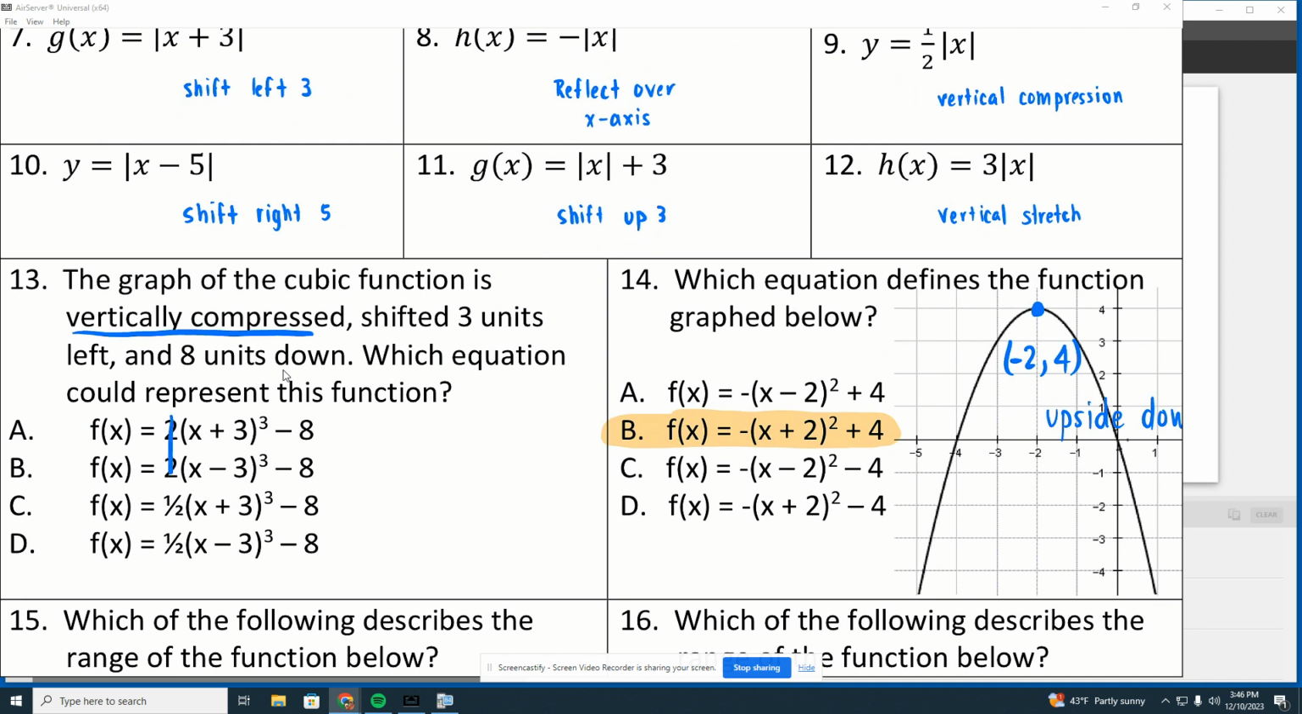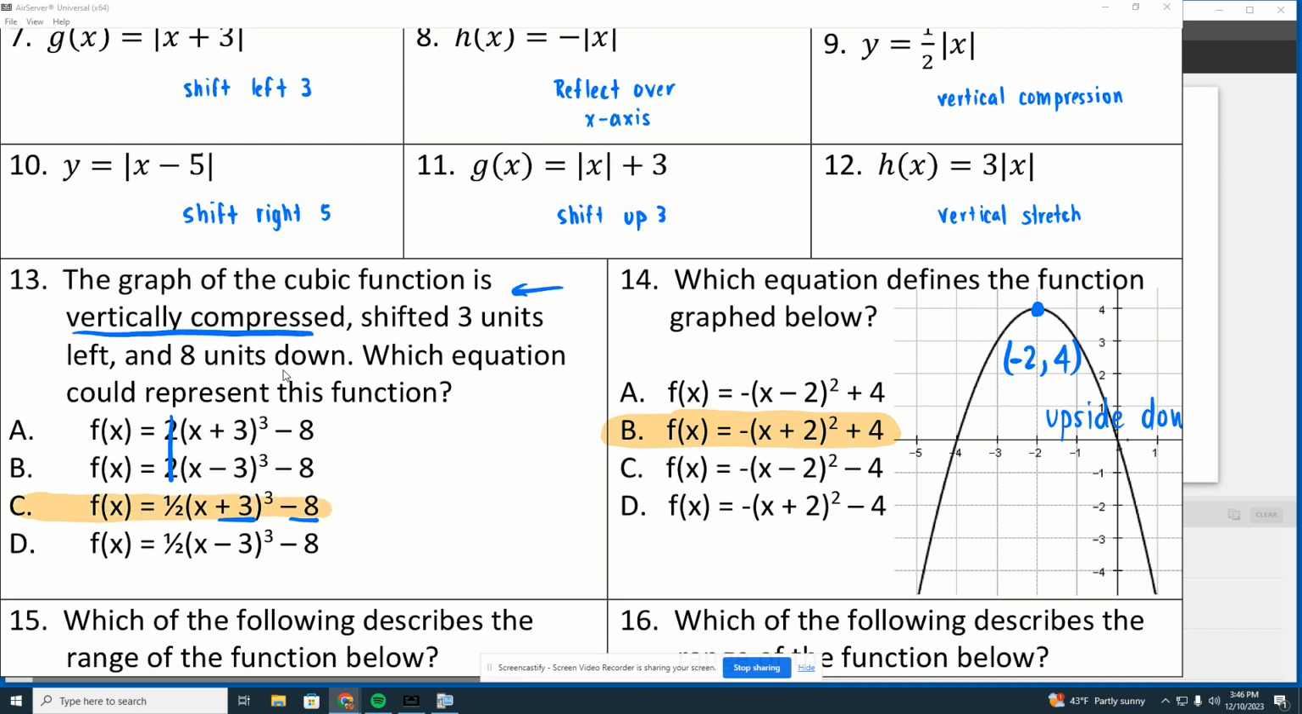So that knocks these two out. So we're between C and D now. It's shifted 3 units left. Now remember, left 3, on the inside, it's going to be the opposite. So when I think of left 3, I think -3. But it's going to be the opposite, so it's going to be +3. And then, of course, down 8, they're both. So the answer here is C.